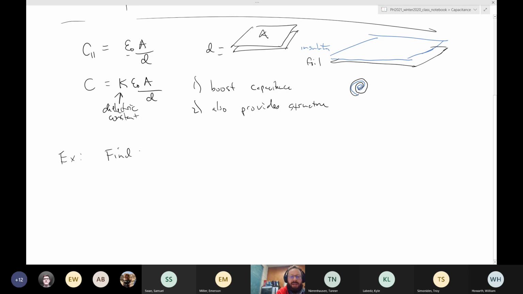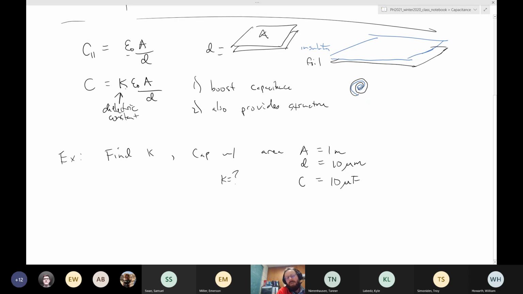As an example, let's find the dielectric constant for a configuration where we have a capacitor with an area A of 1 meter squared, a plate separation of like 10 microns, and we measure its capacitance, say, to be 10 microfarads. And so the question is, what K gives us that?